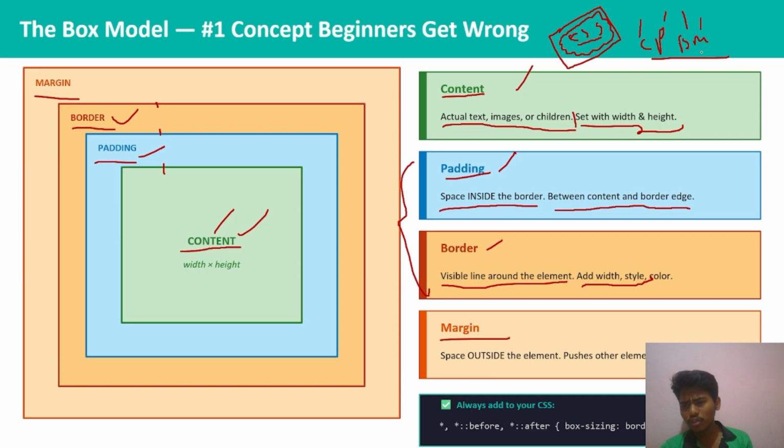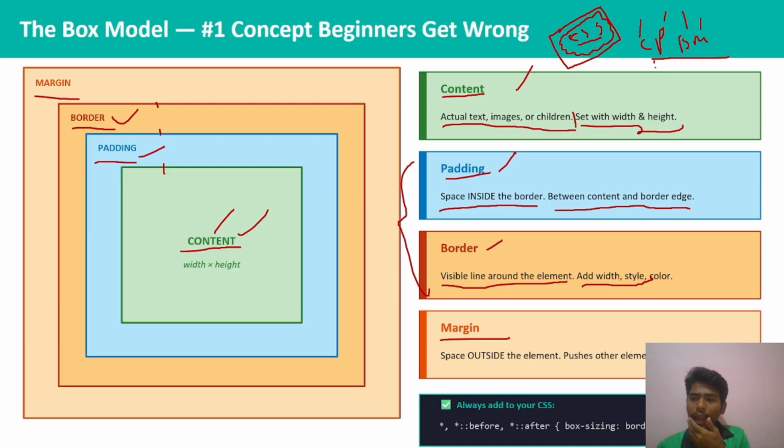Okay, when we go through the content, it includes the text, images, children, as I said. And what is the padding? Space inside the border. What is a border? A visible line around the element.